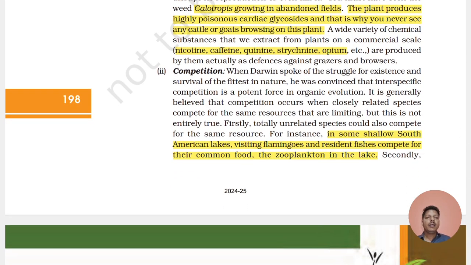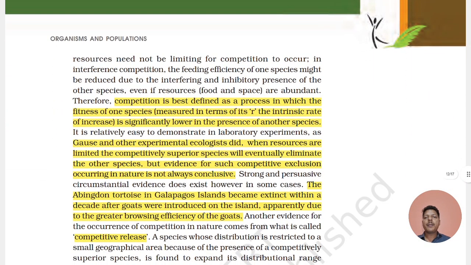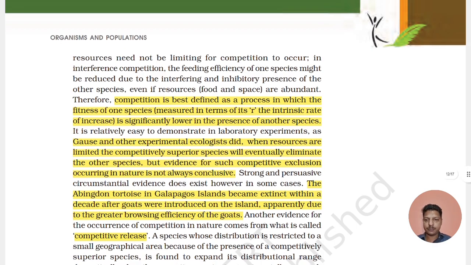Competition. In some shallow South American lakes, visiting flamingos and resident fishes compete for their common food, that is, zooplankton in the lake. Competition is best defined as a process in which the fitness of one species is significantly lower in the presence of another species. And Gause and other experimental ecologists showed that when resources are limited, the competitively superior species will eventually eliminate the other species. But evidence for such competitive exclusion occurring in nature is not always conclusive. Here, the Abingdon tortoise in Galapagos Islands became extinct within a decade after goats were introduced on the island, apparently due to the greater browsing efficiency of the goats.